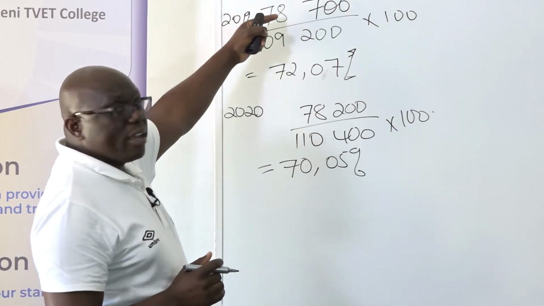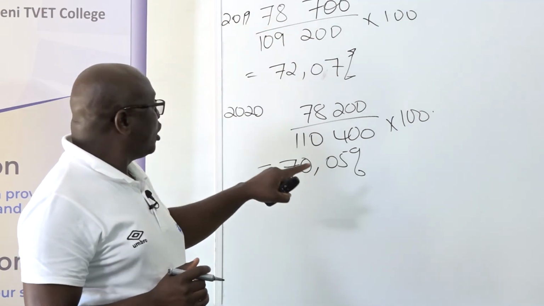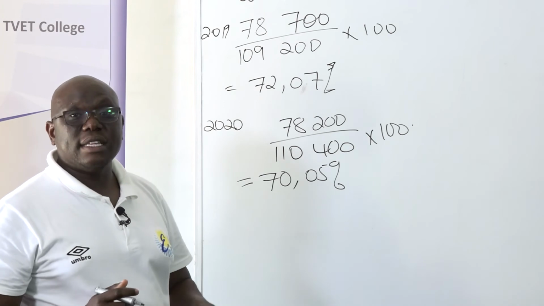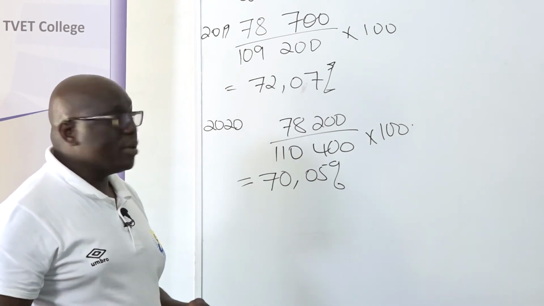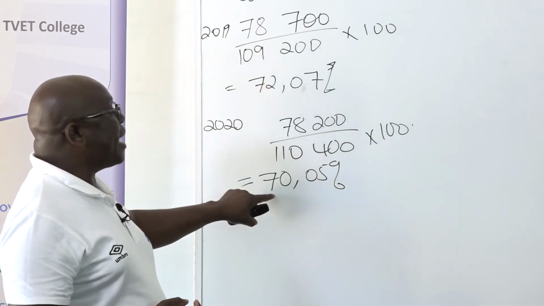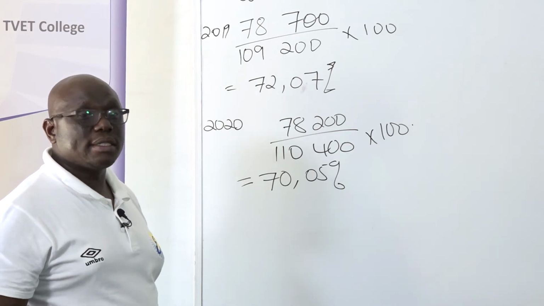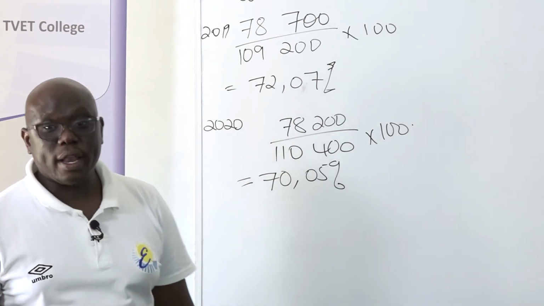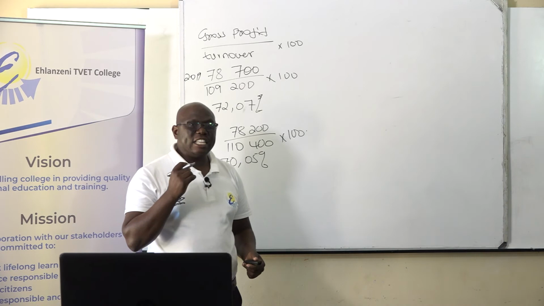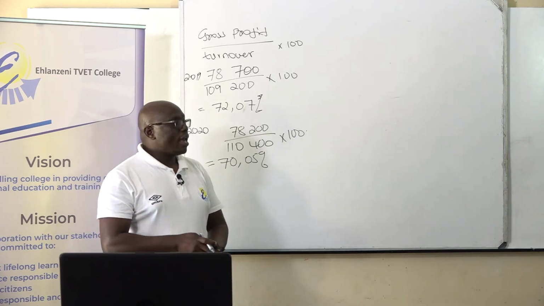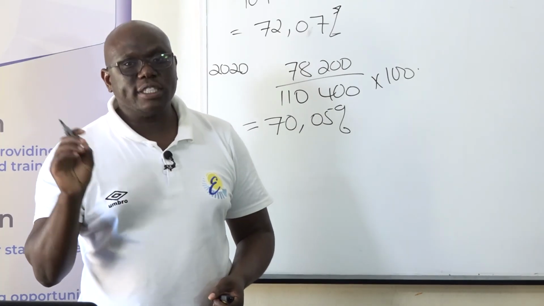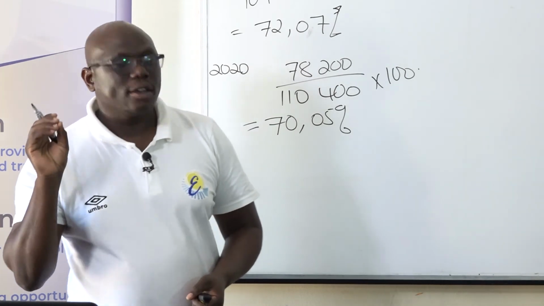When we compare the 2019 and 2020 performance, to me it says the business is not doing well, because 2019 is far bigger than 2020, which means the business is not doing well. So let us do the direct cost ratio. As I indicated, the cost ratio is divided into 2, which is the direct cost ratio and the overheads cost ratio.